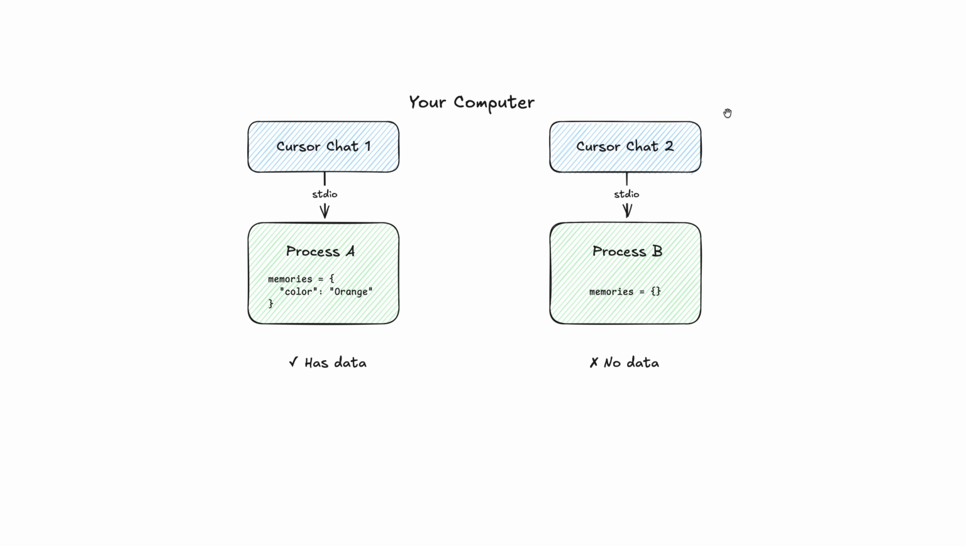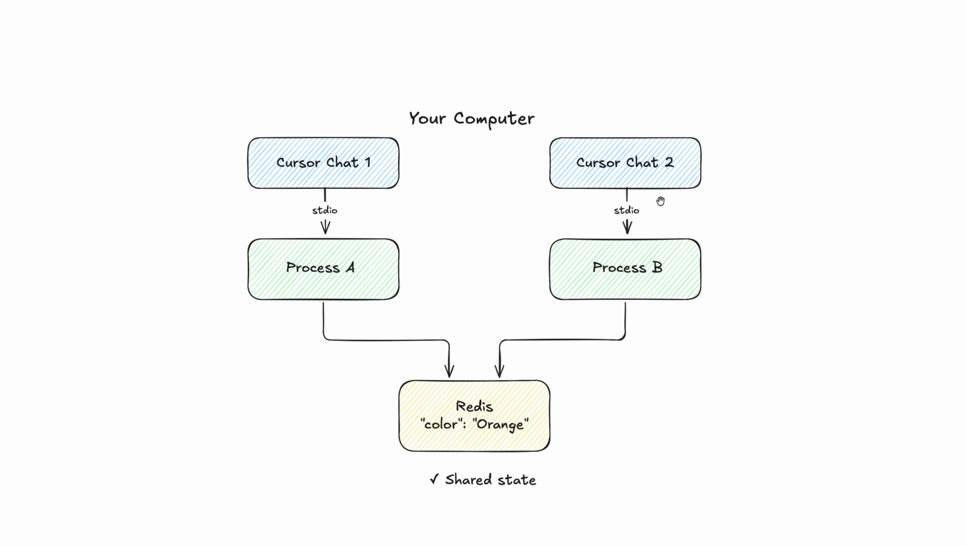Now again, the quick recap. MCP servers with stdio transport spawn a separate process per client. In-memory state doesn't persist across connections. If you need shared state, use external storage: Redis, a database, even a file.